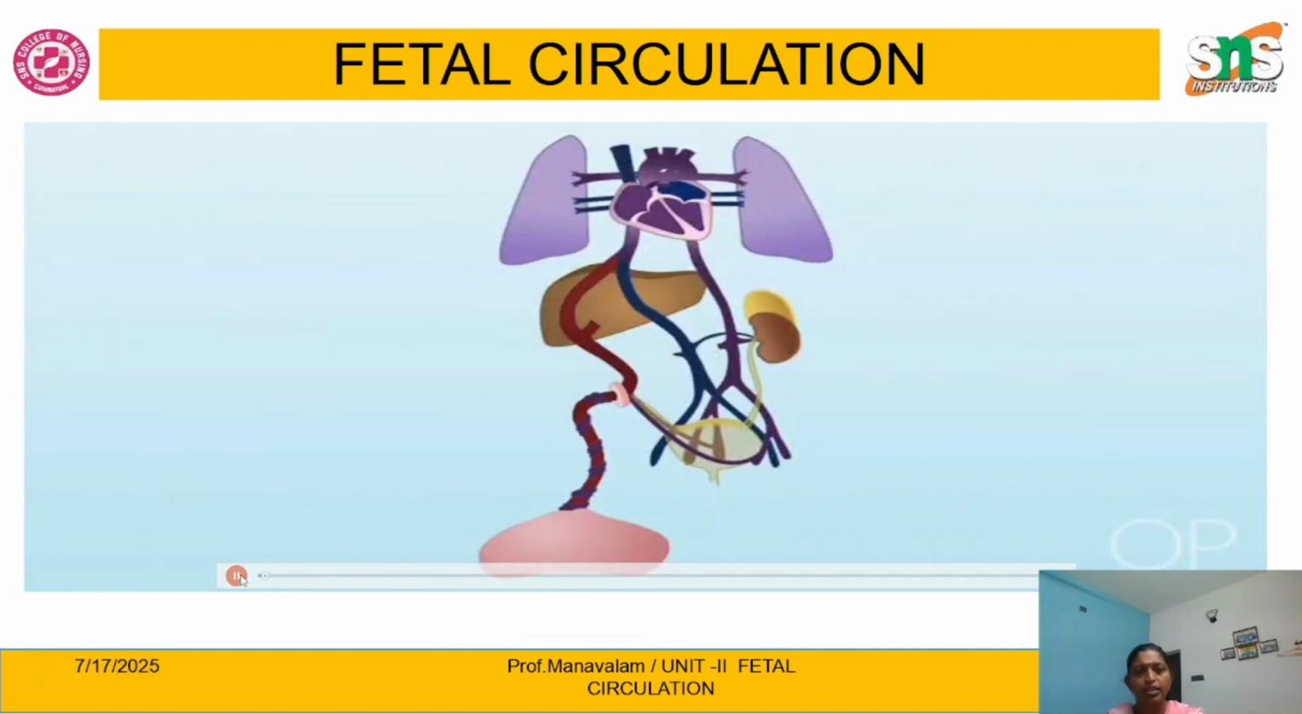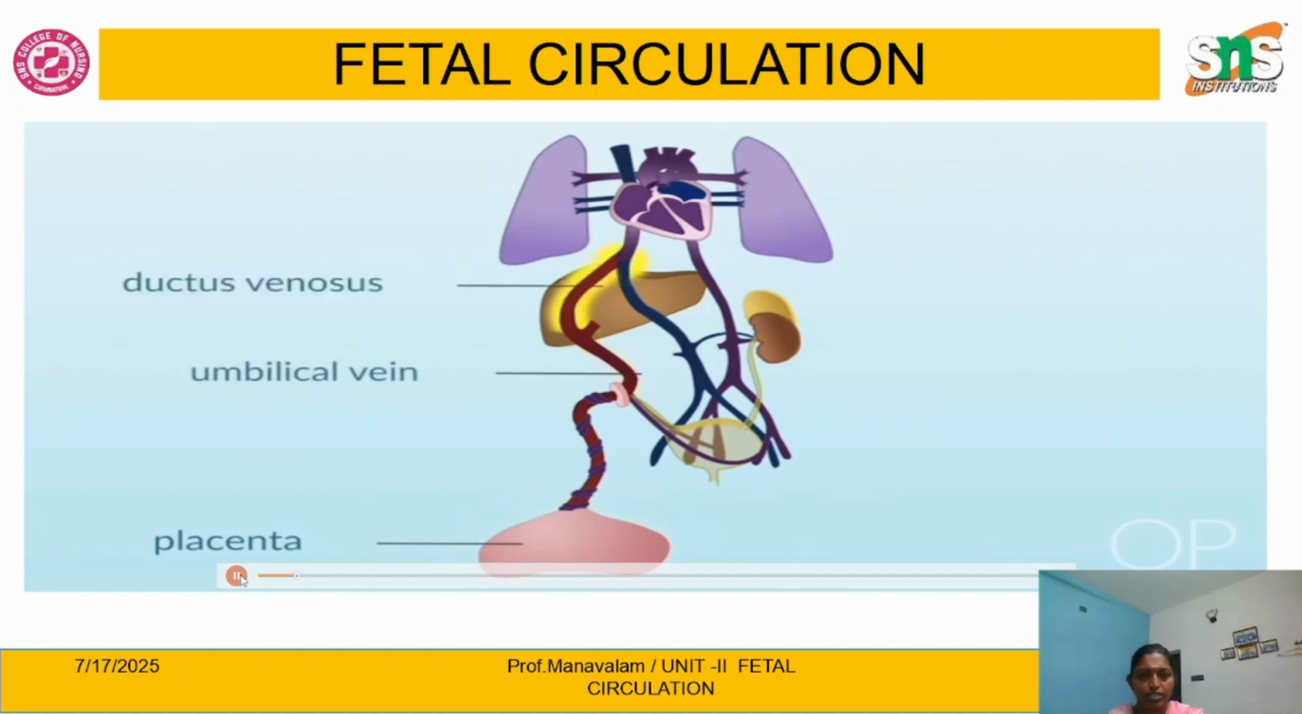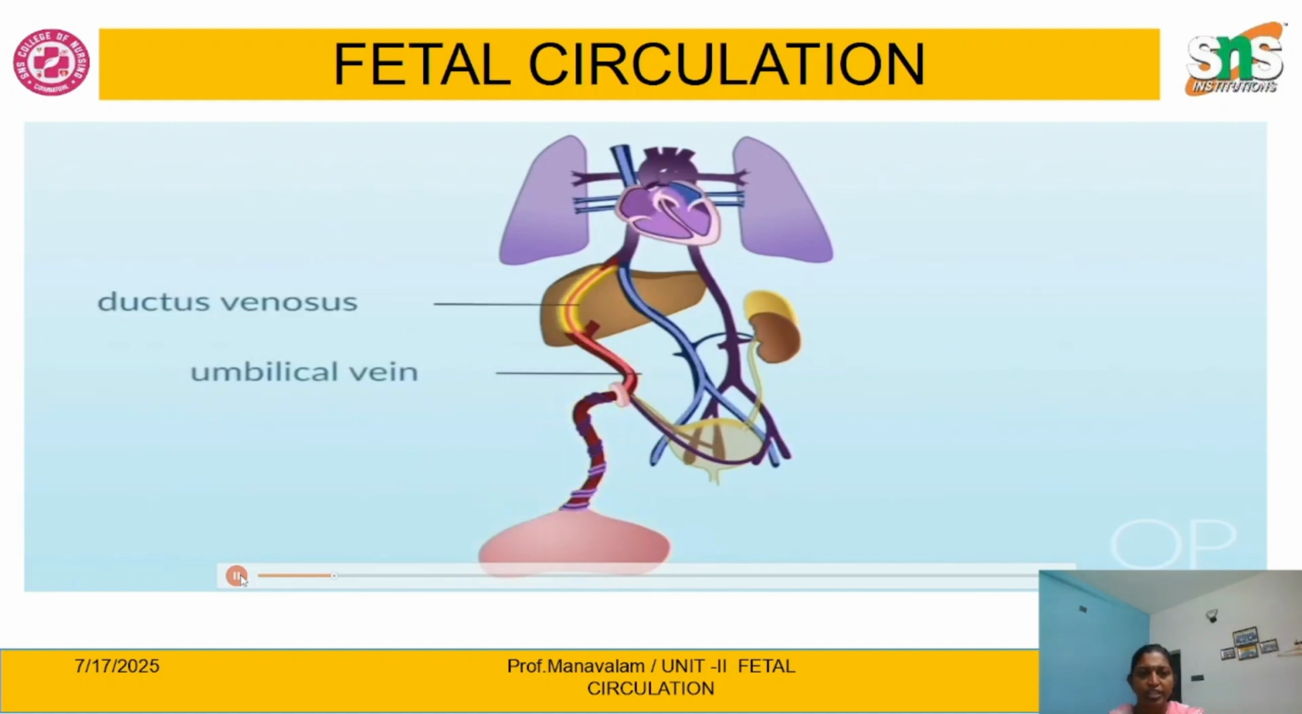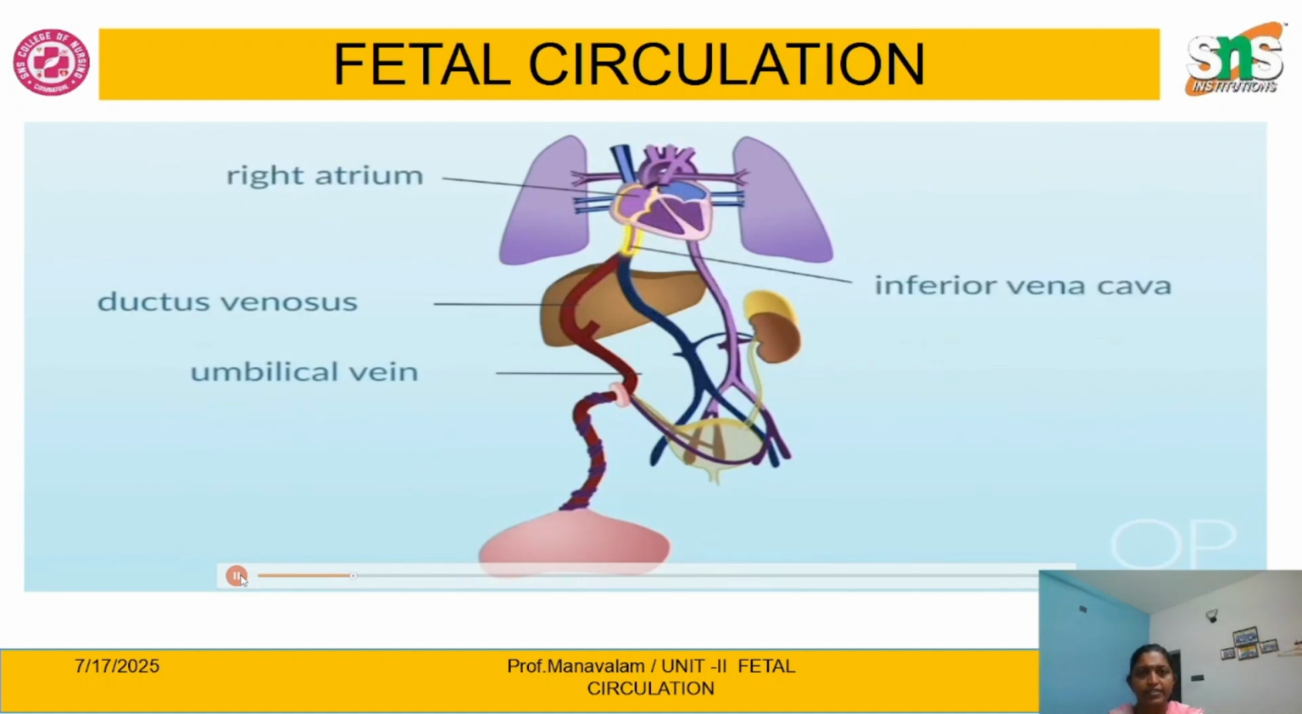As I already said, there are certain structures involved in the fetal circulation. The first one is the placenta, which plays the major role. Next, the umbilical vein, the ductus venosus, the foramen ovale, the ductus arteriosus, and the umbilical arteries. The oxygenated blood from the maternal circulation is poured into the placenta. From the placenta, it is carried by the umbilical vein. It enters the inferior vena cava through the ductus venosus. From that, it enters into the right atrium.